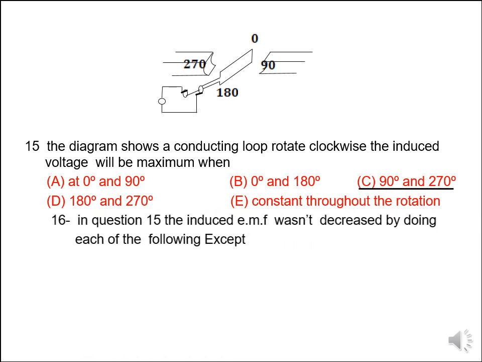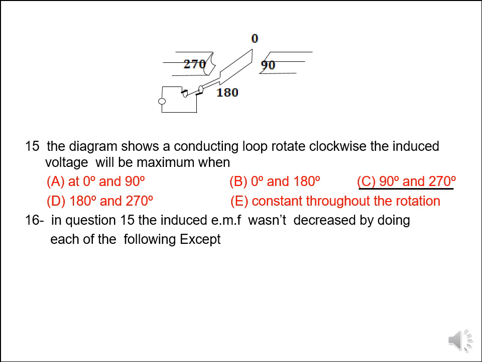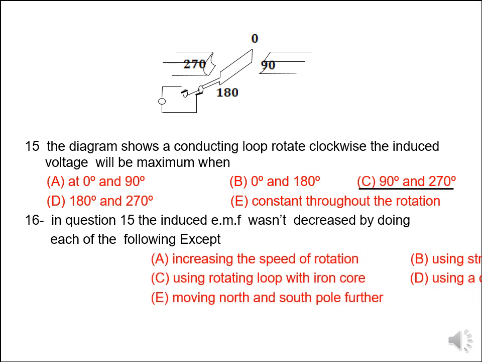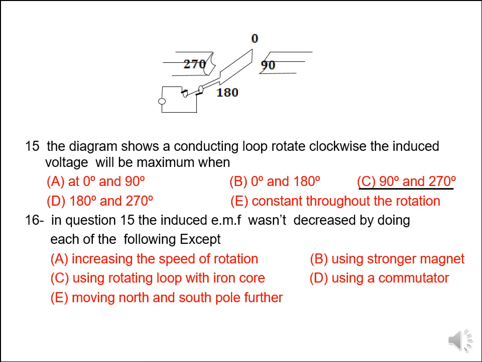The induced EMF wasn't decreased by doing each of the following except. increasing the speed of rotation هيزيد induced EMF، using stronger magnet هيزيد induced EMF، using rotating loop with iron core هيزيد induced EMF، using a commutator. طيب moving north and south pole further، لا ده مش هيزود، مش هيقلل induced EMF.